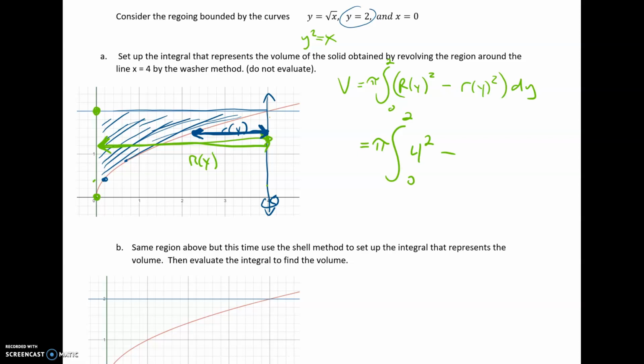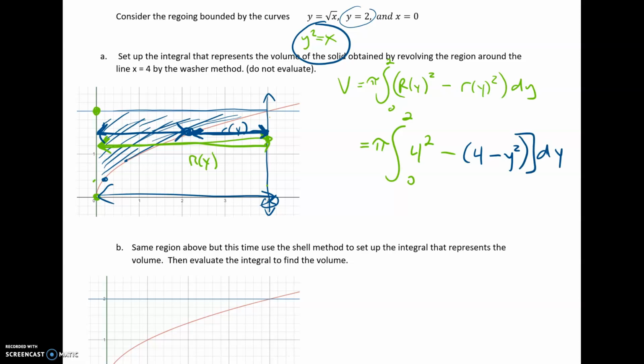It's going to be this line, the distance from here to here, which is 4, minus the distance from here to here, which is given by the curve right here, y squared. Okay, and that's it. That's the setup for the volume.